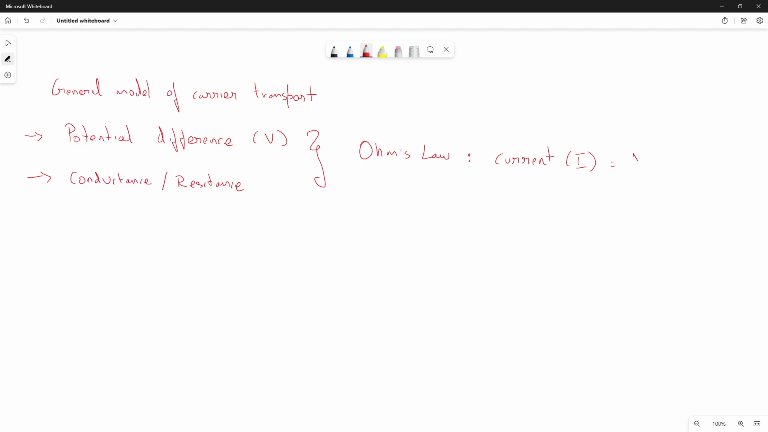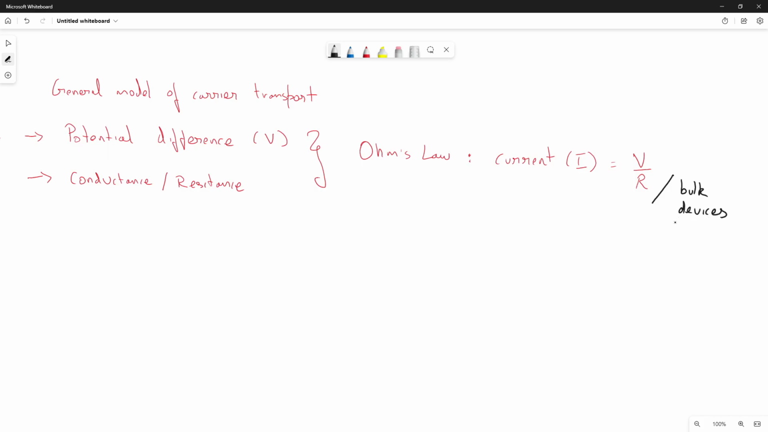V upon R. Yeah, very good. V upon R. Well done. So now this is a model. Now, where is this model applicable? This is generally applicable for bulk devices.